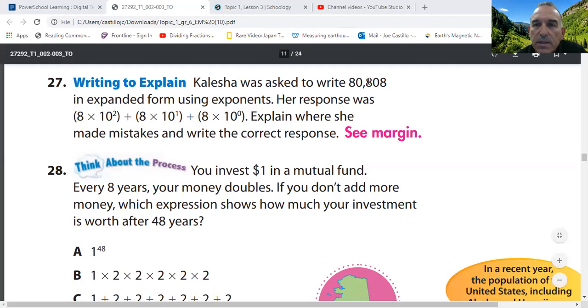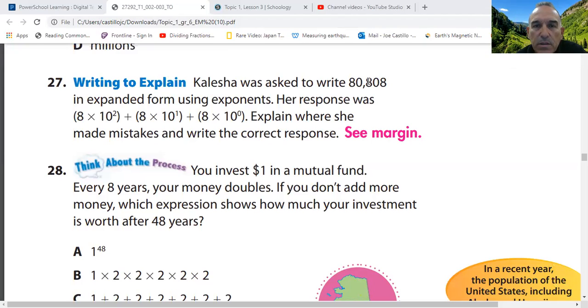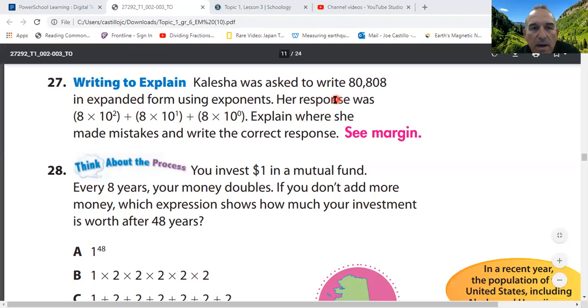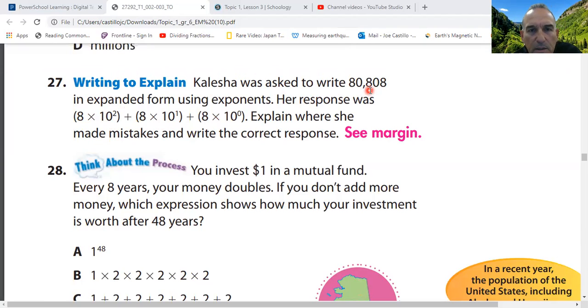I want to spend just another minute. Let's come over here. Let's use the spotlight right here. She has 10 to the second right here. This equals 100. So 100 times 8, okay, that would get you this one right here, correct? Get you this one. She's all messed up. Kalisha made a lot of mistakes.